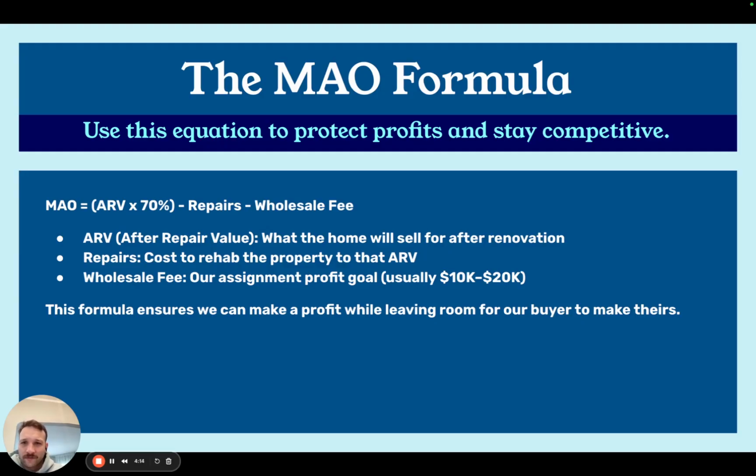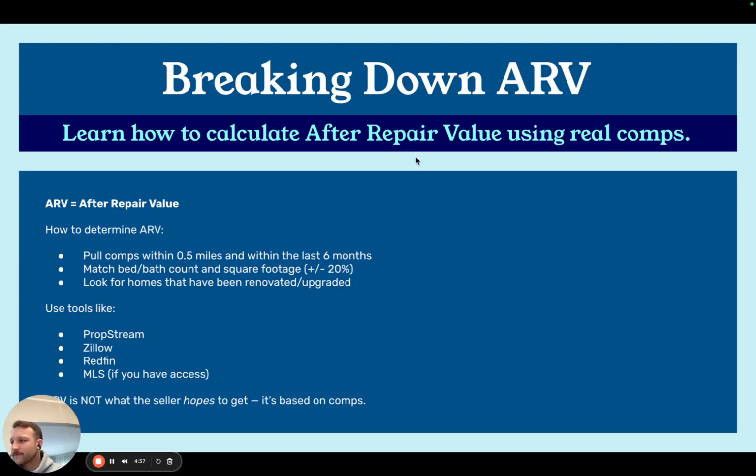And then we have our wholesale fee, our assignment profit goal. This says usually 10 to 20. I'm going to change that. Usually we aim for somewhere between 20 to 35, so I'll change that in the presentation. But this formula ensures we can make a profit while still leaving room for our buyer who is wholesaling the deal to make theirs.